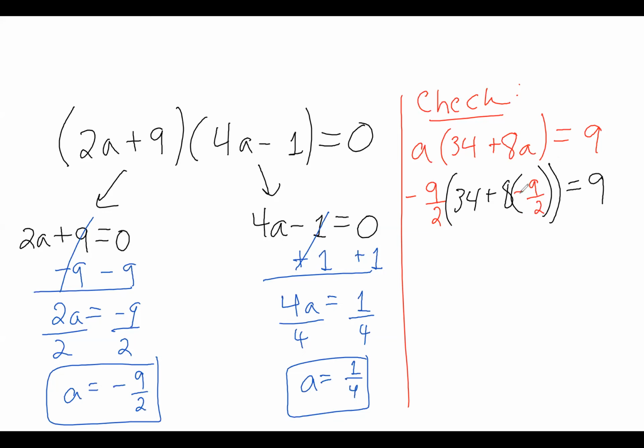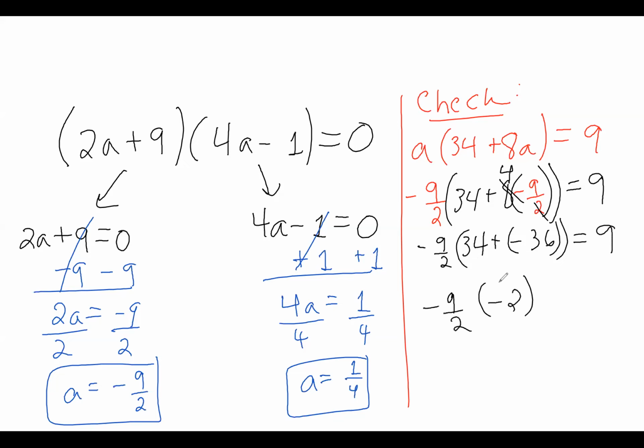Let's do this multiplication right here. 8 times negative 9 over 2: the 8 and the 2 can reduce to 4. 4 times negative 9 is negative 36. So in my parentheses, I really have 34 plus negative 36. So we have negative 9 over 2 times (34 plus negative 36) equals 9. 34 plus negative 36 is negative 2. So negative 9 over 2 times negative 2. The negative times negative is going to cancel, the 2's will cancel, and we'll be just left with 9. So 9 equals 9. You might have put that 2 over 1 if you wanted to.